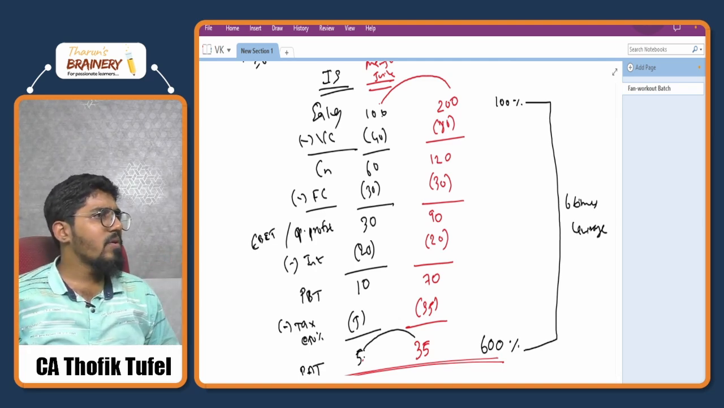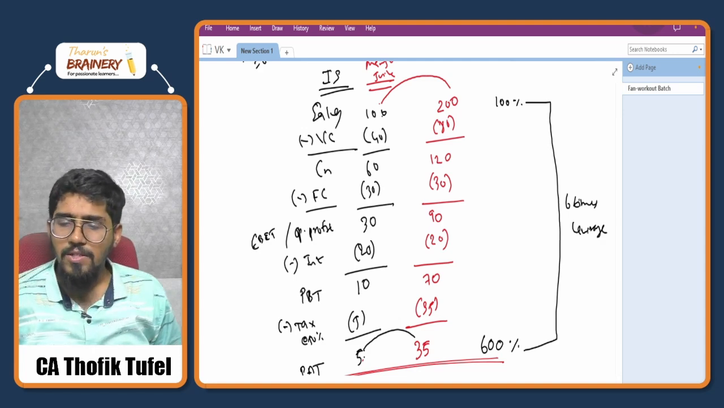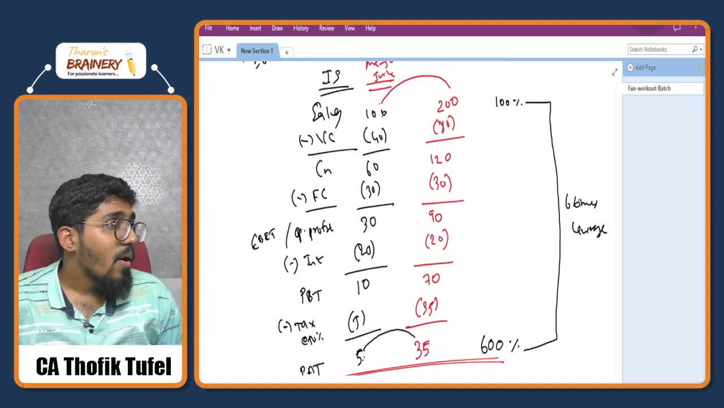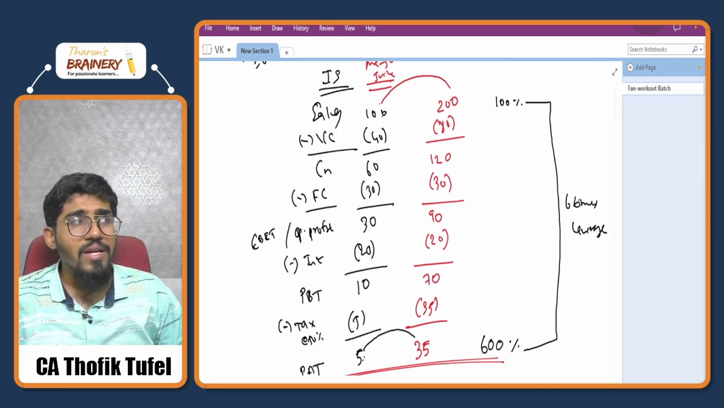Okay sir, understanding. There is a 6 times leverage. Now the next question is, why is there a leverage? Let us understand what is happening.